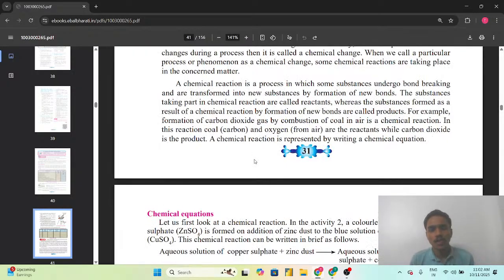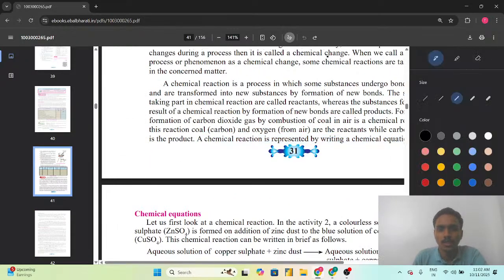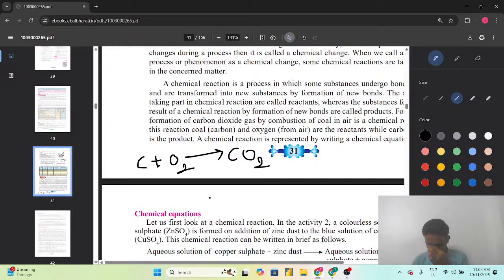For example, formation of carbon dioxide by the combustion of coal in the air is a chemical reaction. In this reaction, coal, carbon, and oxygen from the air are the reactants while carbon dioxide is the product. A chemical reaction is represented by writing a chemical equation. So let's write down the chemical equation. Coal, carbon, that means C plus O2, after reacting with the oxygen from the air, leads to the formation of carbon dioxide, that is CO2.